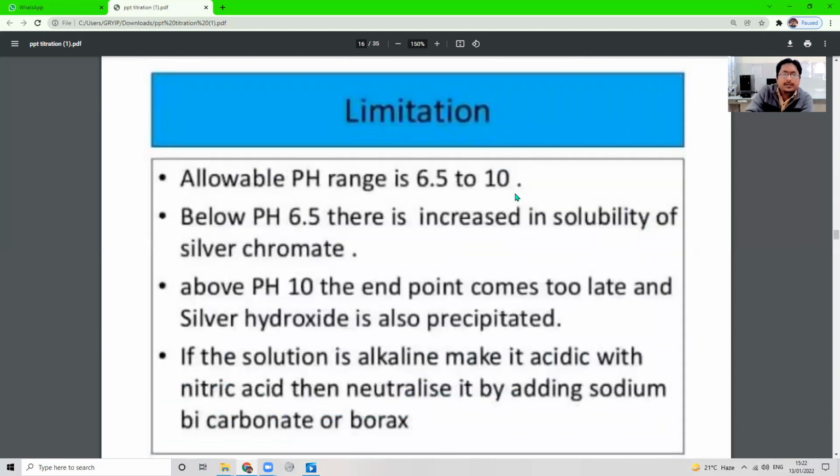Now the limitation of Mohr's method. The main limitation is its pH range: for Mohr's method it is 6.5 to 10. Below pH 6.5, there is an increase in the solubility of silver chromate. If we perform this method below 6.5, the solubility of silver chromate will be increased. And above pH 10, the end point comes too late and silver hydroxide is also precipitated. If the solution is alkaline, make it acidic with nitric acid. Then neutralize it by adding sodium bicarbonate or borax.